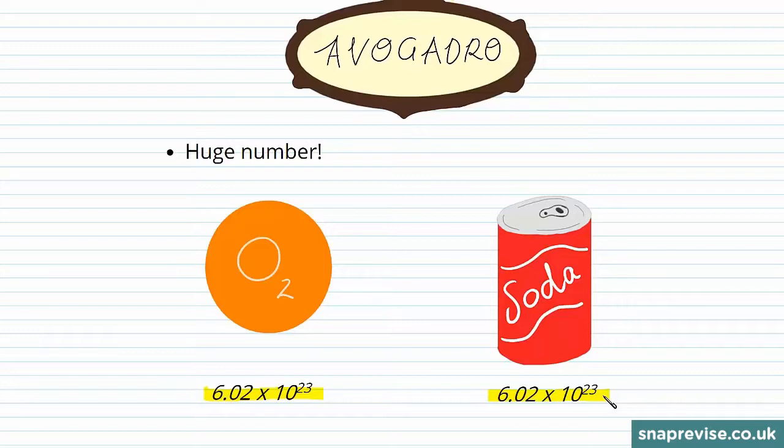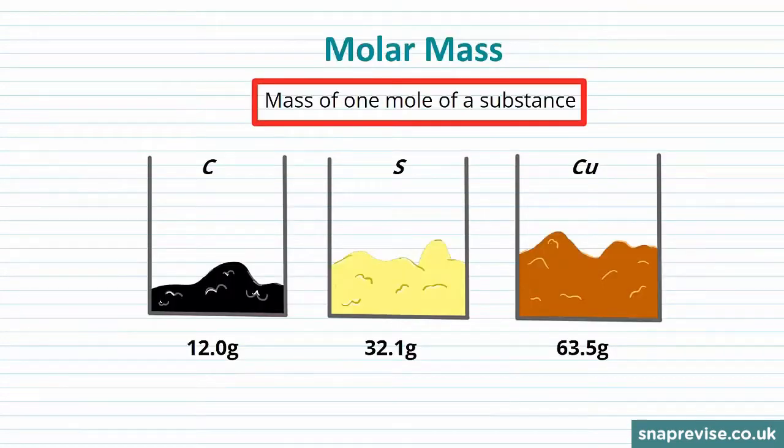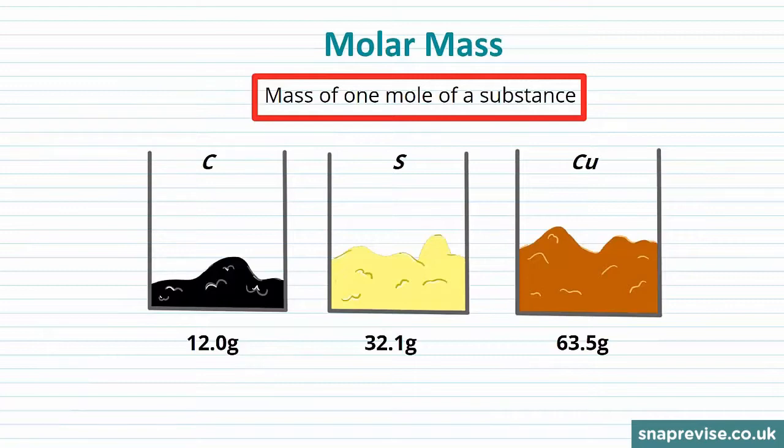So now we've had a look at the mole, let's go ahead and have a look at molar mass. Molar mass is the mass of 1 mole of a substance. Here I've drawn a diagram of 3 beakers containing 1 mole of 3 different elements. We have carbon, sulfur and copper.